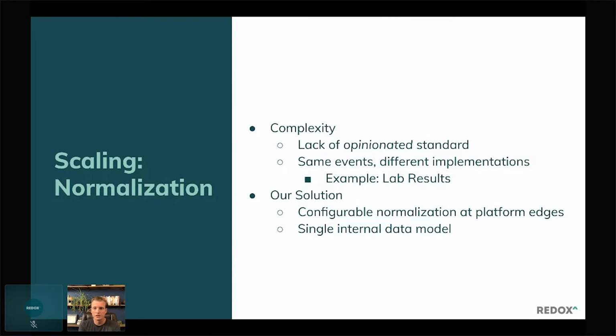So, this is something that Redox has done for a while, which is configurable normalization at our platform edges. As the data is coming in from health systems and elsewhere, we need a way to normalize to our single internal data model. And that's something that at scale becomes very, very critical.